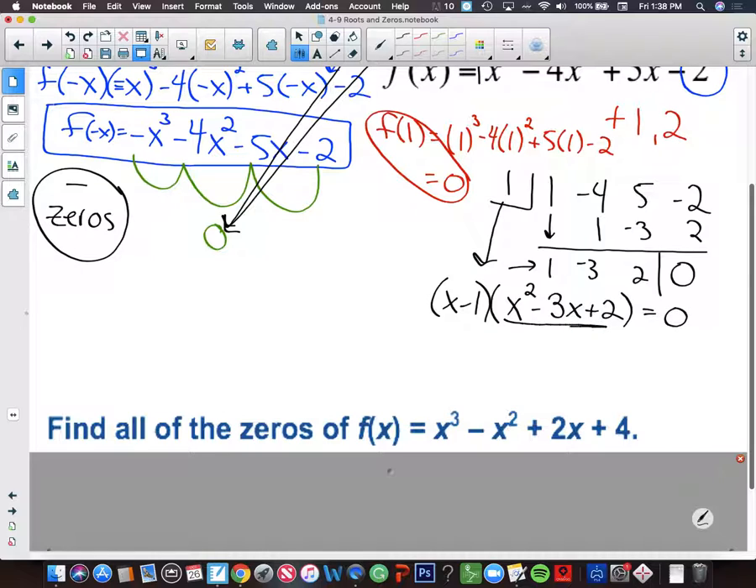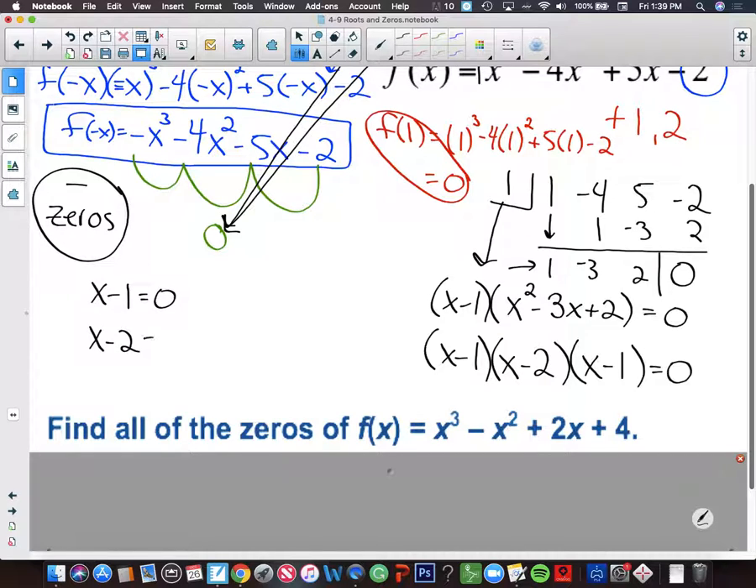Can you factor this stuff? Can we factor that? Yeah, that's reverse FOIL. So x minus 1, that's our number in front still. And then this one breaks down into x minus 2, x minus 1 equals 0. Okay, from there, we can get our 3 zeros. So set each one equal to 0. And you probably don't really need to do this one, but we'll just do it anyways. So we got x equals 1, x equals 2, and then another x equals 1.